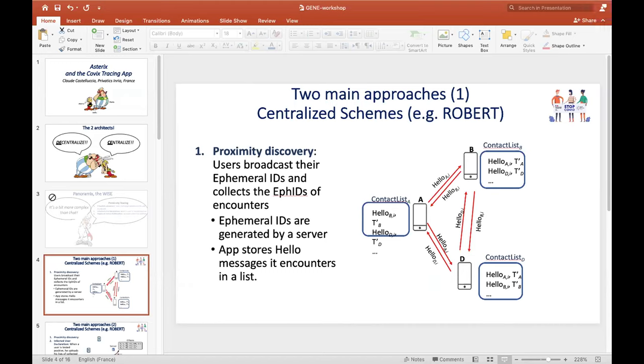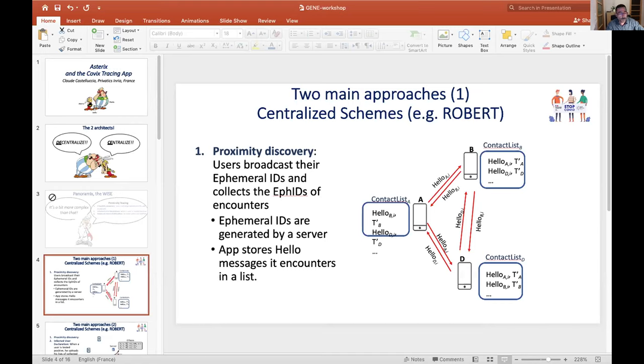Okay. So basically, this is how the scheme works. We also have a proximity discovery scheme that is very similar to the Google, to the GAEN approach. The nodes are exchanging ephemeral IDs over the Bluetooth interface. The only difference is that the ephemeral IDs are generated by the server.